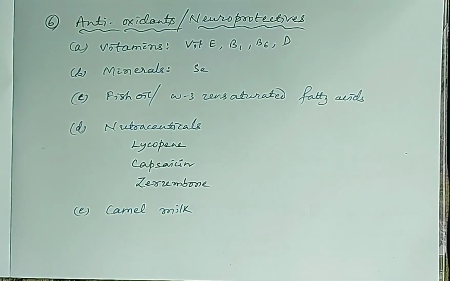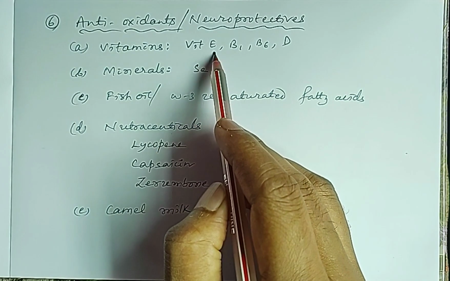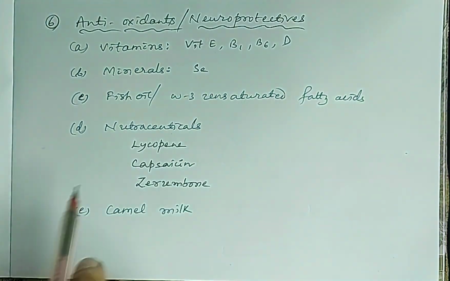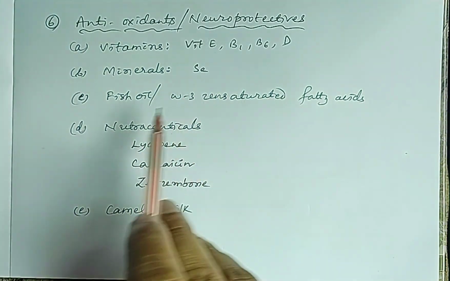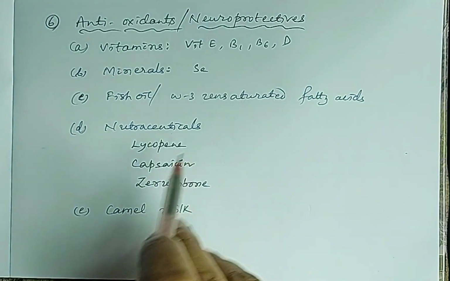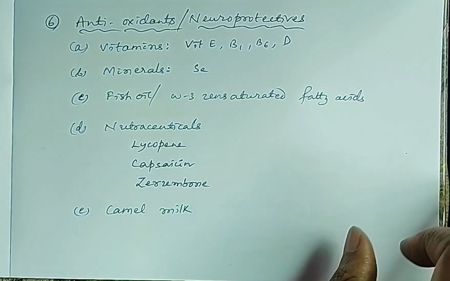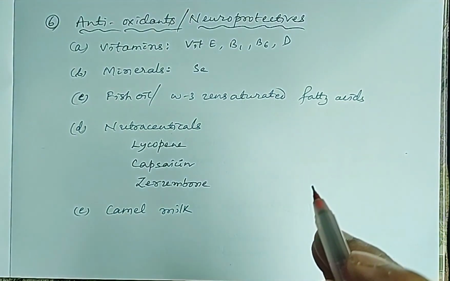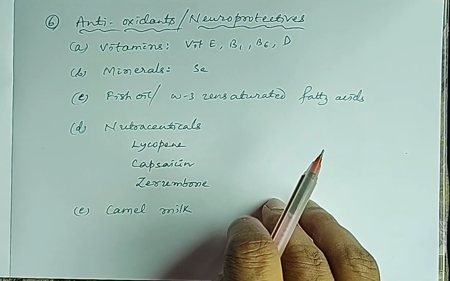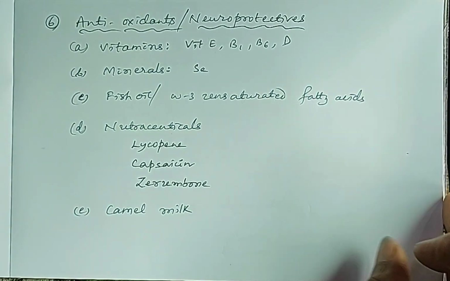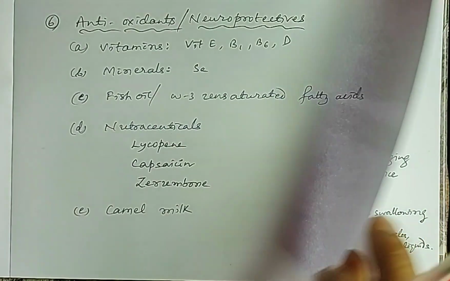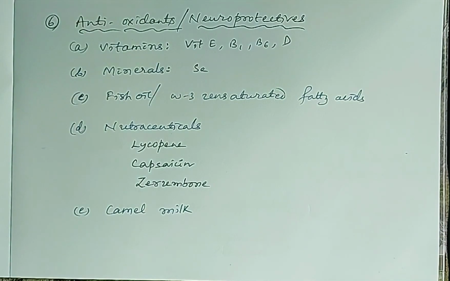So the antioxidants and neuroprotectives like some vitamins, including vitamin E, minerals like selenium, omega-3 unsaturated fatty acids or fish oils, nutraceuticals like lycopene, capsaicin, camel milk have some use in Alzheimer's disease because of their antioxidant and neuroprotective actions. So this is all about Alzheimer's disease and its treatment. Thank you.